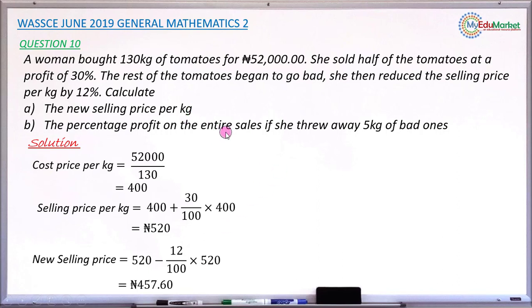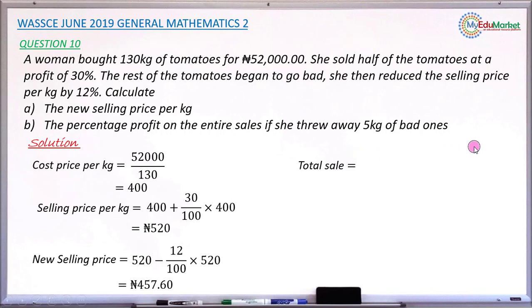So what remains is question number B, where we are asked to find the percentage profit on the entire sale. So you have to get the total sale. Then when you get the total sales, you get the total profit. Then you can find the percentage profit. So let's start with the total sale.